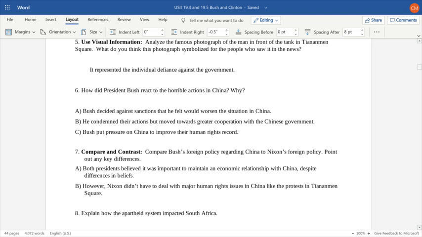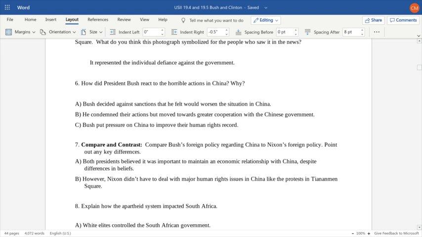Now, of course, the president who gets the credit for the best relations with China, at least during this period of time in history, is President Nixon. Despite Nixon's failures as president, his ultimate resignation from the office of the presidency, Nixon had a little stronger foreign policy success in China than did Bush. Both presidents believed it was important to maintain an economic relationship with China despite their differences.